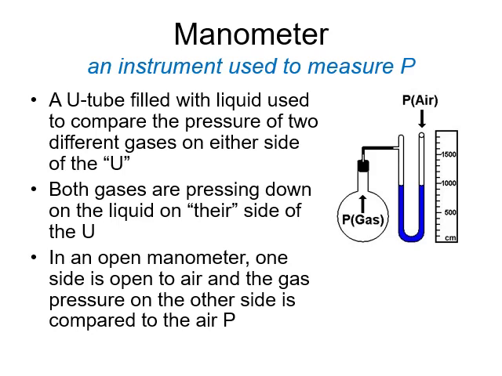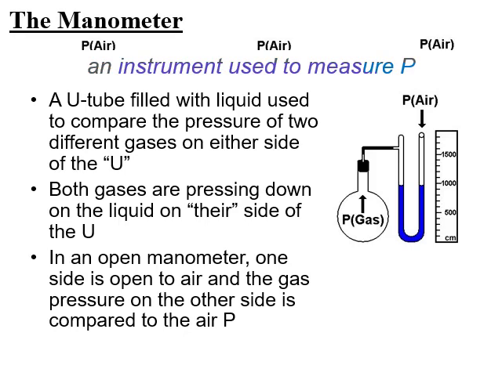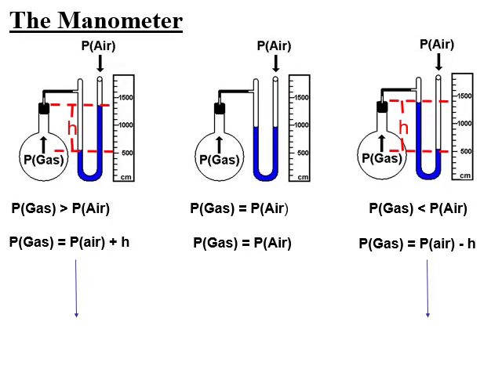So that's typically how we work it: we measure the pressure in the air in the room and we leave one side open, and that becomes our reference side, and we can compare it. So looking at the manometer, we see 3 different scenarios. In the left scenario, the gas pressure side has a lower liquid level on its side of the tube than on the air pressure. That tells us that it is higher in pressure on that side. So the gas pressure is higher than the air pressure.